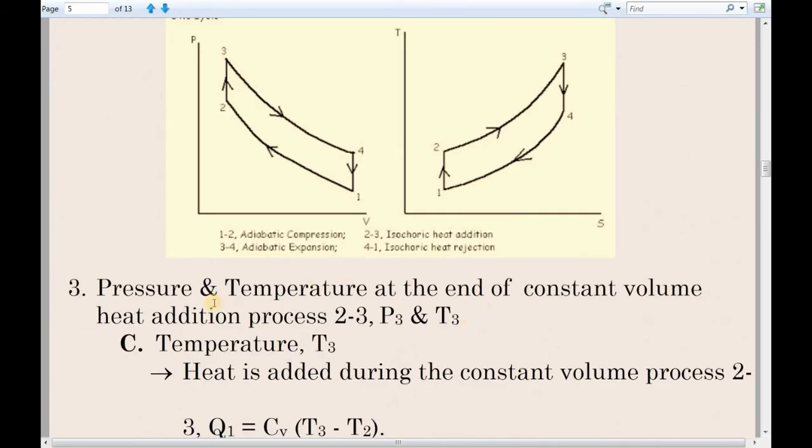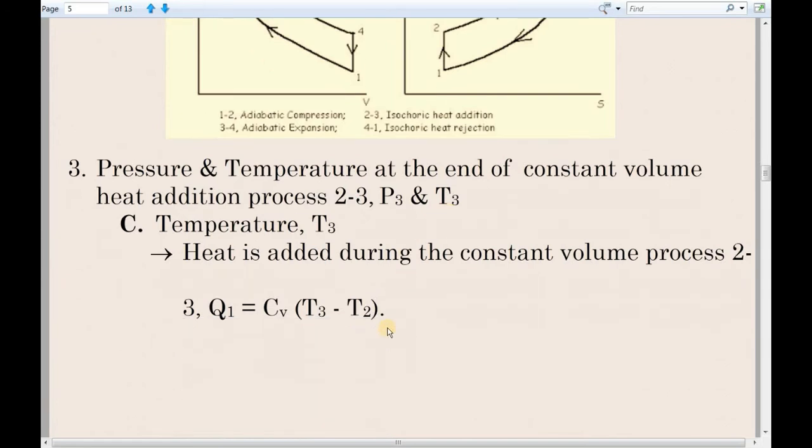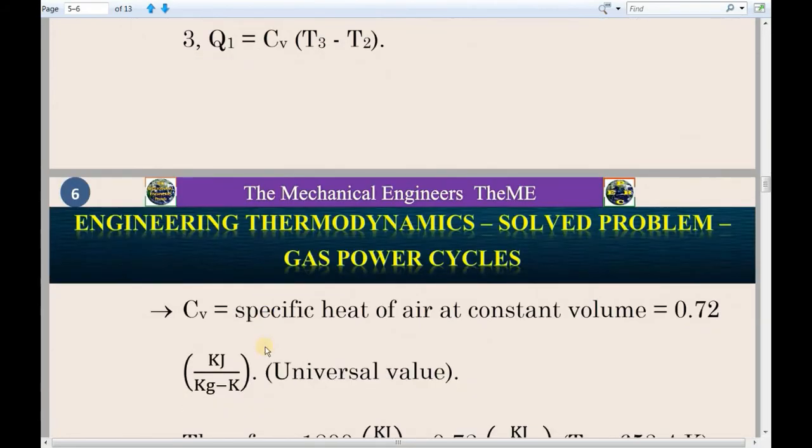Next, we will find the values of pressure and temperature at the end of constant volume heat addition process 2 to 3, which is taken as P3 and T3. First, we will find the value of T3. For finding the value of T3, we will use the formula of heat addition during constant volume process 2 to 3, and the formula is Q1 is equal to Cv into T3 minus T2. In this formula, Cv is the specific heat added during constant volume process, and the universal value of Cv for air is 0.72 kJ per kg Kelvin.